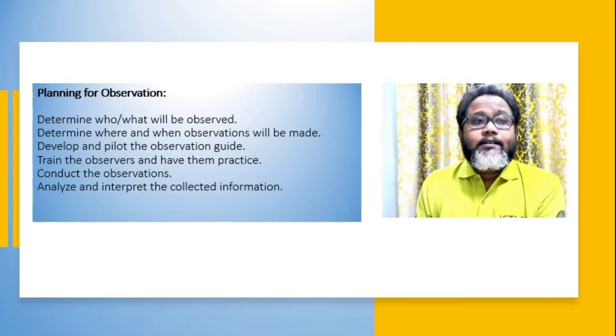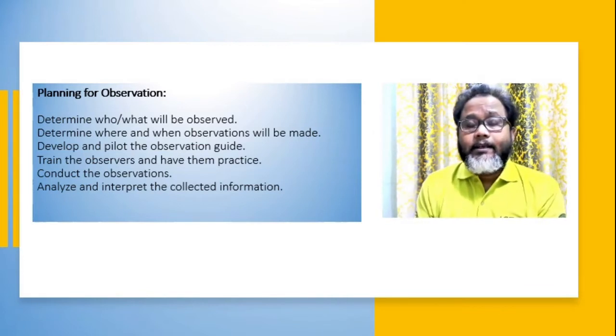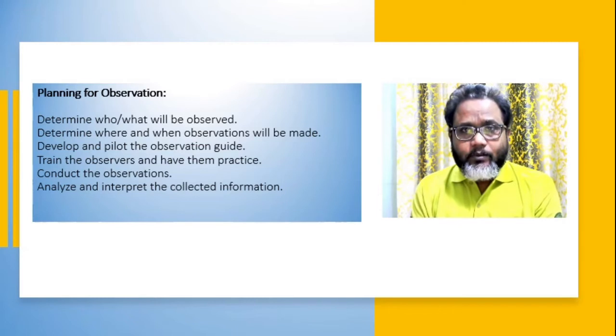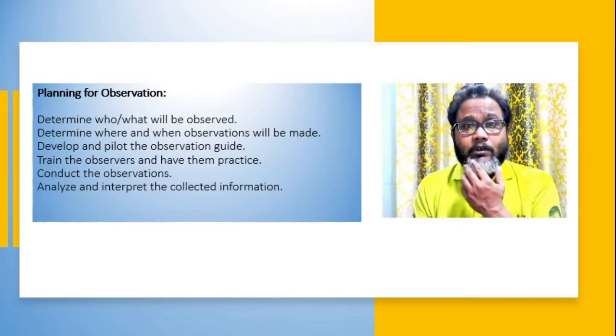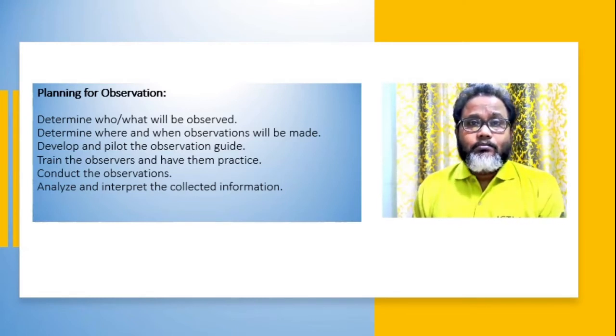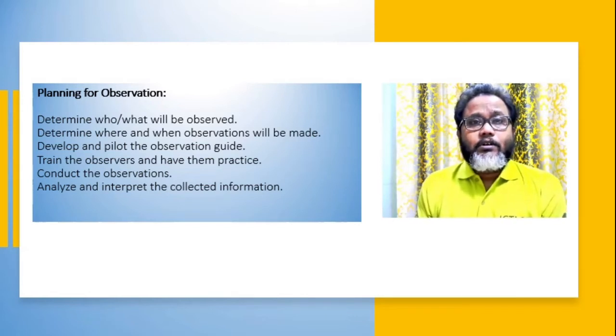And the second thing is the determination of when and where this observation will be made. This is very important, because your selected group, with whom you are going to perform your observation method, your target group with whom you are going to study, you have to determine where and when the observation will be made.